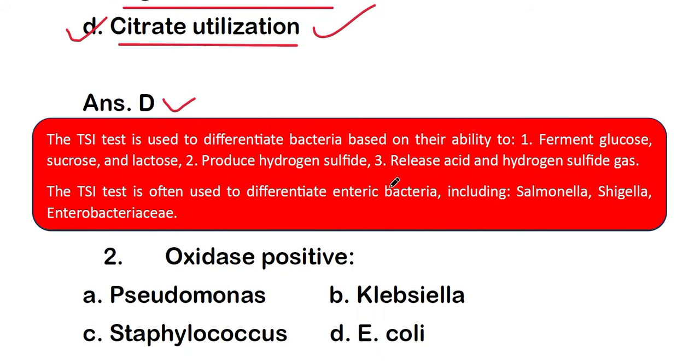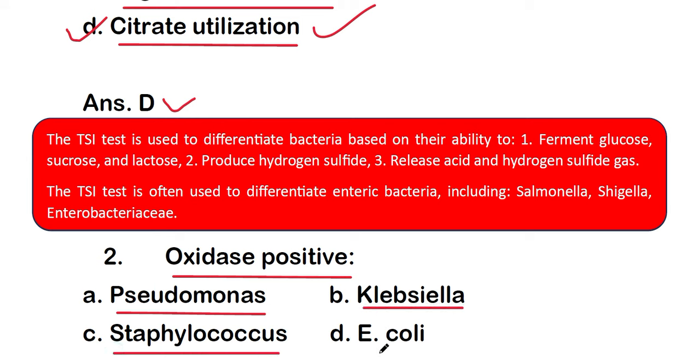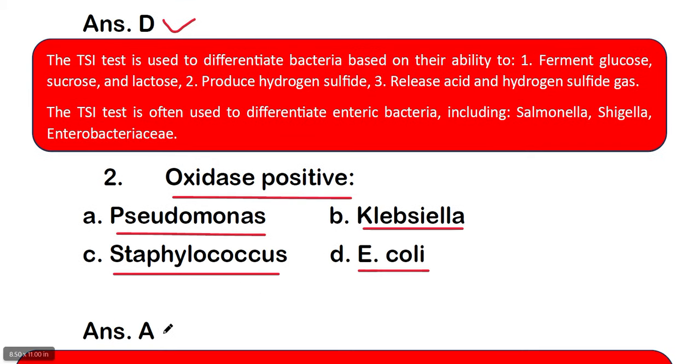So let's move on to the next question, that is question number 2, that is oxidase positive is used for option A, Pseudomonas, or option B, Klebsiella, option C, Staphylococcus, or option D, Escherichia coli. So the right answer is option A, that is Pseudomonas. So oxidase positive organism is Pseudomonas. Okay, and all others, Klebsiella, Escherichia coli and Staphylococcus, are oxidase negative.